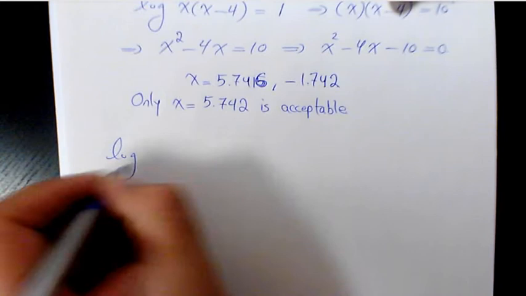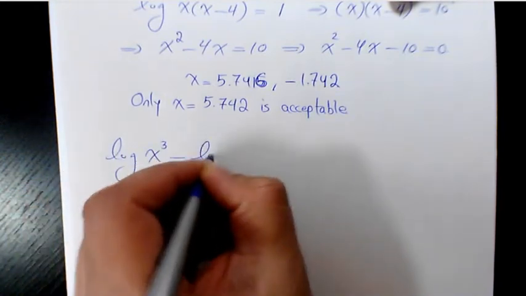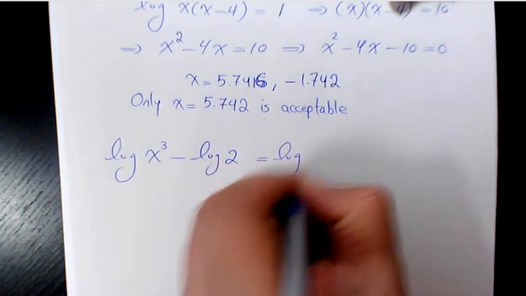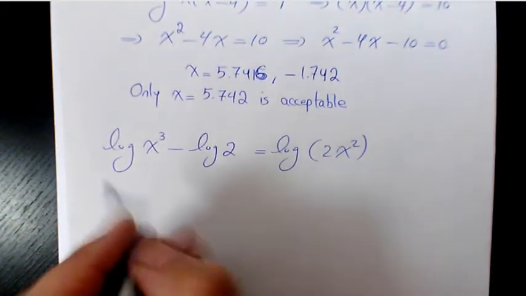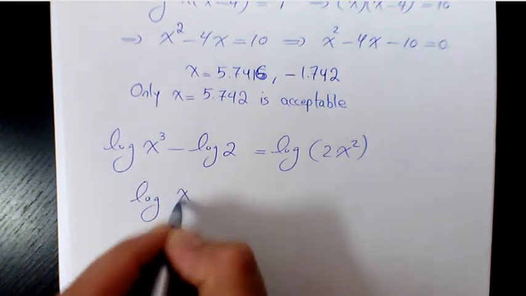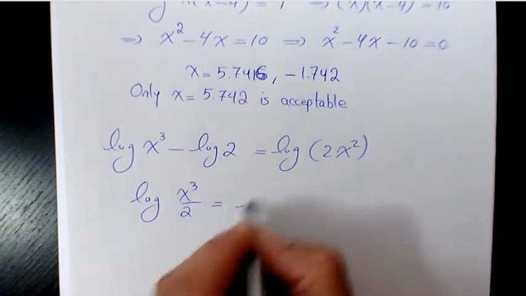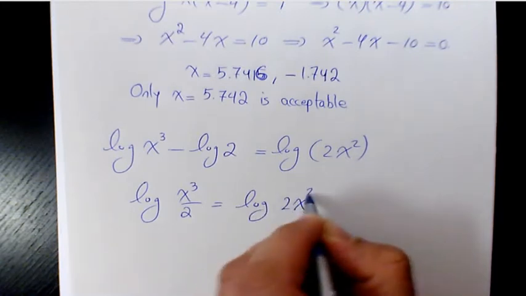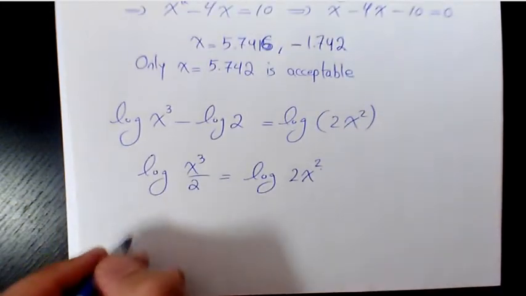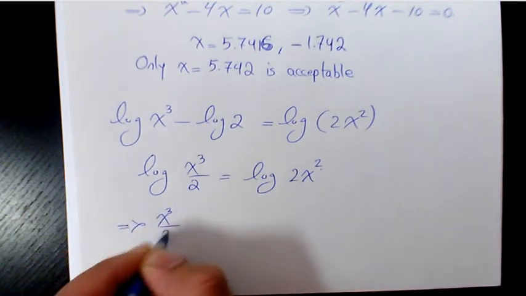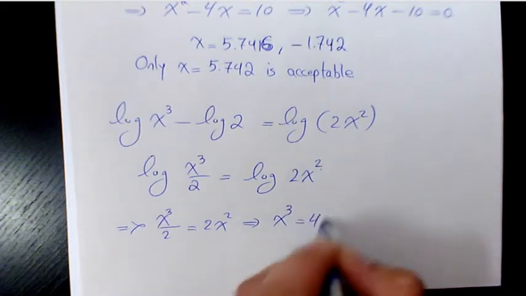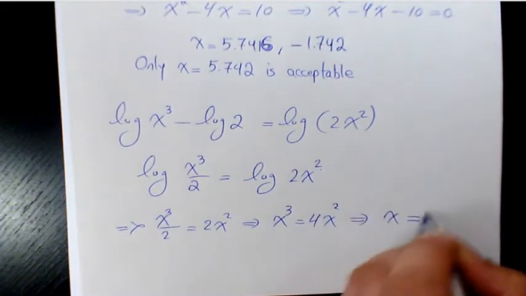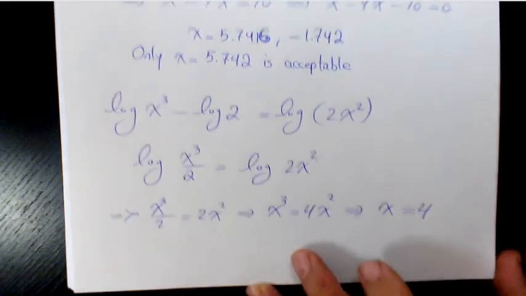Next example. Log of x cubed minus log 2 equals log of 2x squared. I'm going to say log of x cubed divided by 2 equals log of 2x squared, which I can say x cubed divided by 2 equals 2x squared, so x cubed equals 4x squared, and I can say x equals 4.